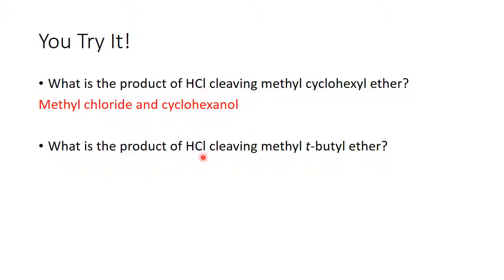What is the product of hydrochloric acid cleaving methyl t-butyl ether? Well, if I look at this, methyl is primary and t-butyl is tertiary. So we're going to end up getting the methyl alcohol and the t-butyl halide. So we get methanol and t-butyl chloride.